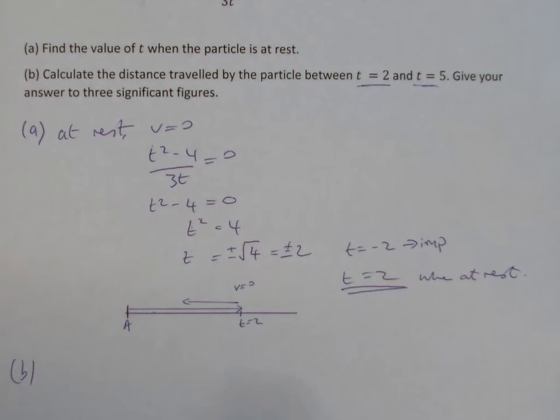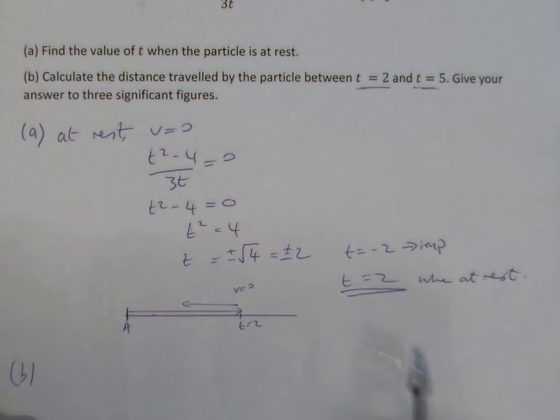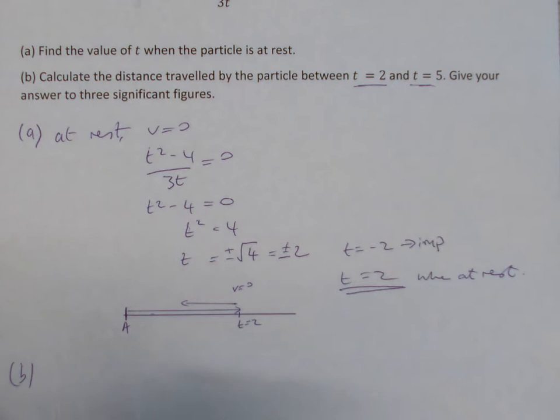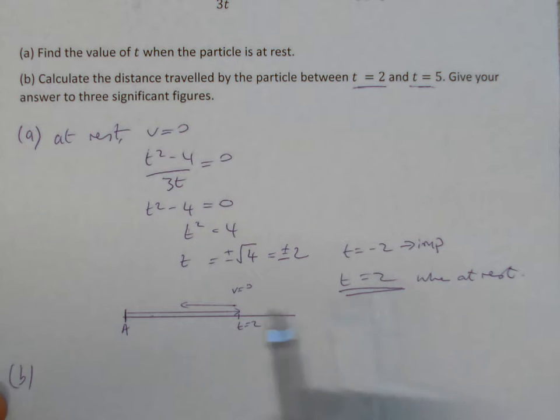What's really recognisable and important from part A is to realise that between these times, the particle is just going in one direction, which is really good for us, because it comes to rest when t is 2.